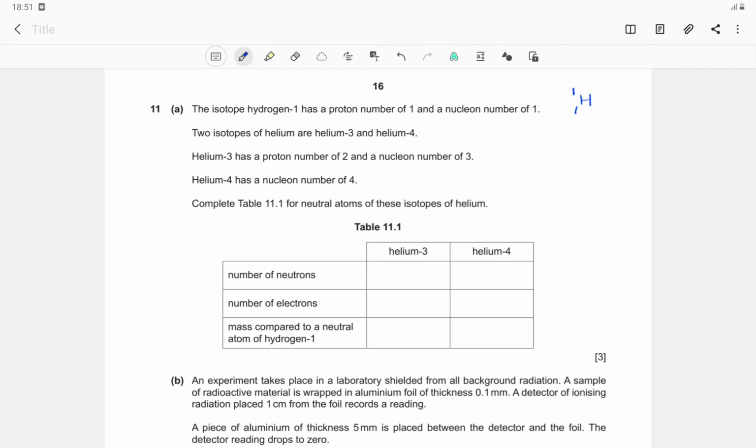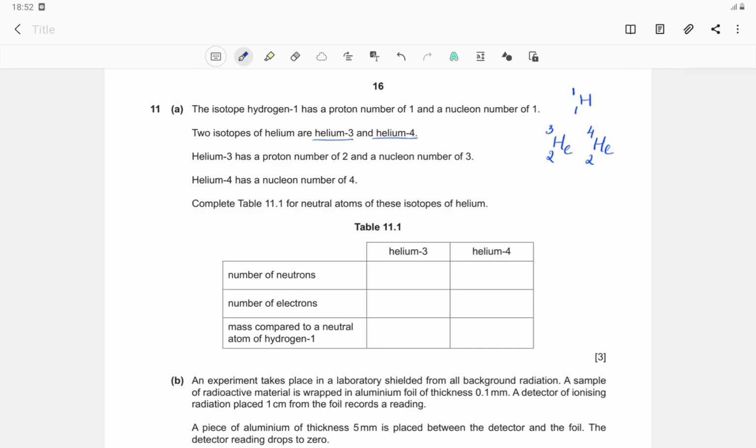Two isotopes of helium are helium-3 and helium-4. Helium-3 has a proton number of 2 and a nucleon number of 3. So we have helium which has a proton number 2 and nucleon number 3. And helium-4 has nucleon number 4. Since it is helium, the proton number remains the same, that is 2, and the nucleon number has changed and it is 4. Complete the table 1.1 for neutral atoms of these isotopes of helium.